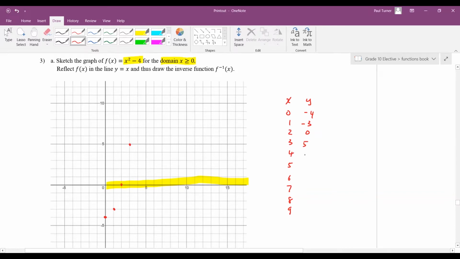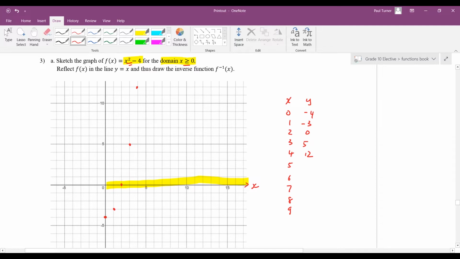So let's do a couple more. 4, 16 minus 4 is 12. So I think we don't want to go any further. So 4, 12 is here. Okay, so you can probably do better than this. So draw a curve through them, and this will be your function here for the domain x greater than or equal to 0. So nothing on this side. Remember, this is your x-axis here. So I don't care about the graph on this side.